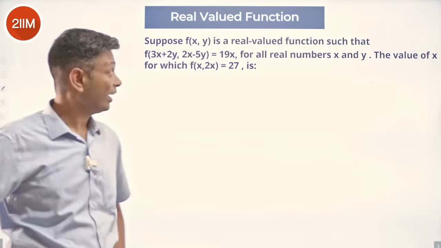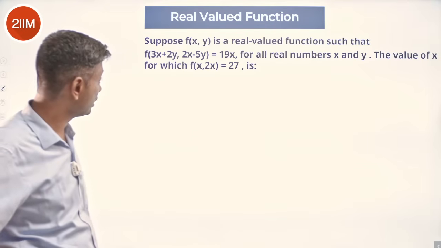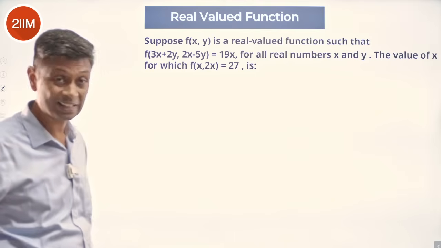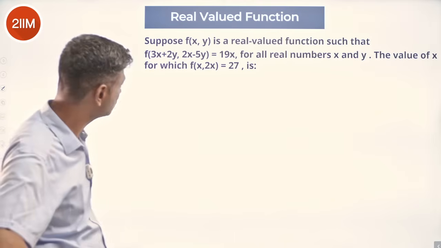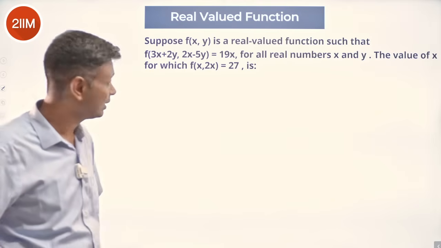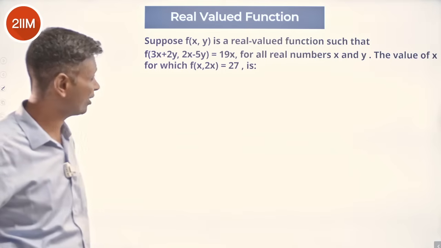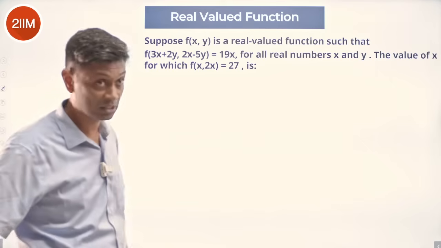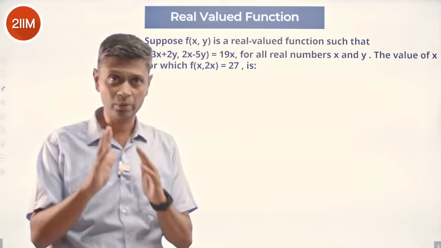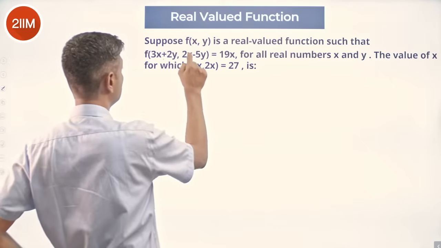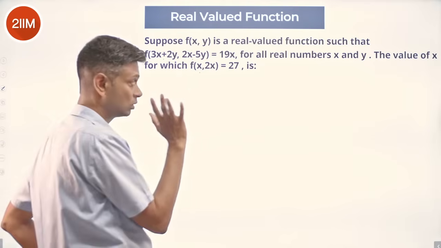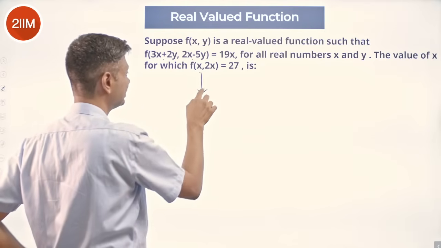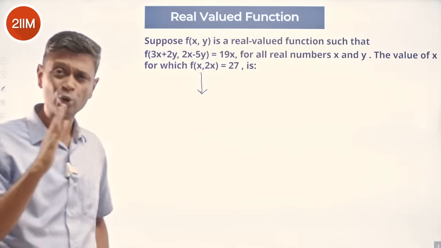Suppose f of x comma y is a real valued function such that f of 3x plus 2y comma 2x minus 5y is 19x for all real numbers x and y. The value of x for which f of x comma 2x is 27 is a pain. You have something to start with. This has two variables, this has only one. But remember, the ratio of these two is 1:2.